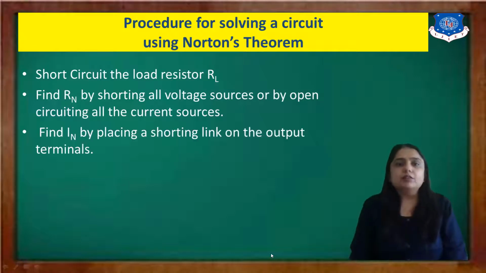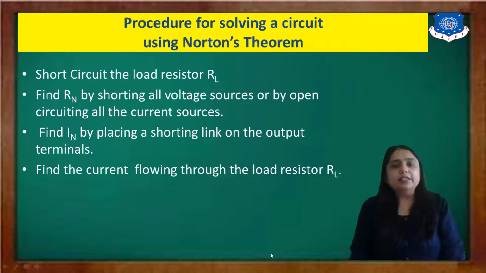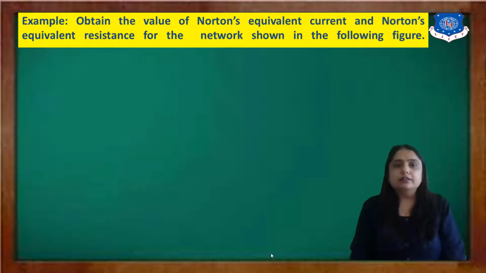Alright. Now next, we have to find IN by placing a short circuit link on the output terminal, then find the current flowing through the load resistance RL. That is, we have to draw an equivalent diagram, and based on that diagram we can easily find the current or voltage. Now let's discuss one example.